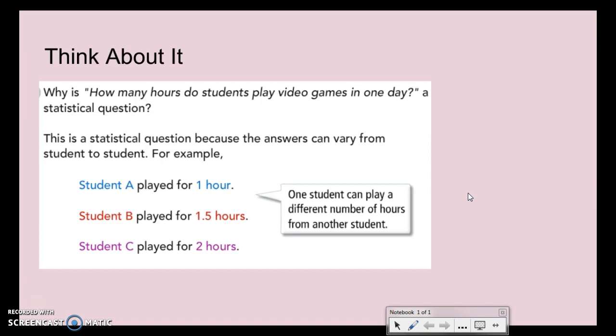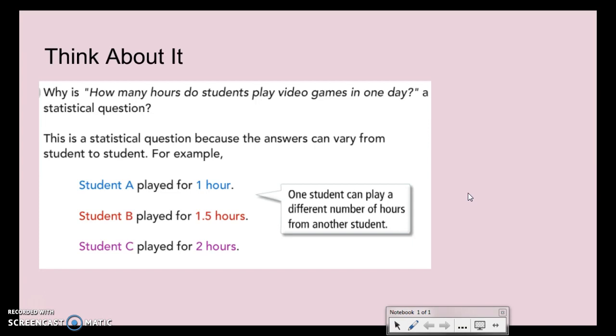All right, let's think about this one. We don't have to answer it because the answer's there for you. Why is "how many hours do students play video games in one day" a statistical question? Wait, what? Read it again. Why is "how many hours do students play video games in one day" a statistical question? Okay. Now that I've read it more than one time, it makes sense. So why is that a good statistical question?